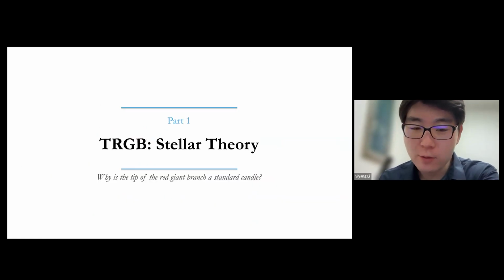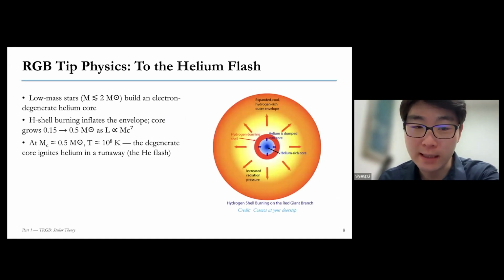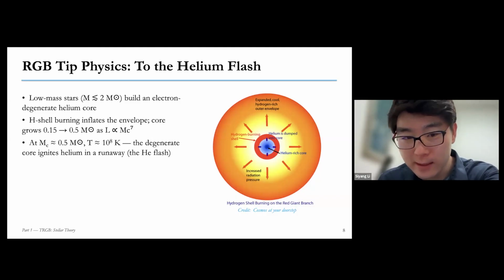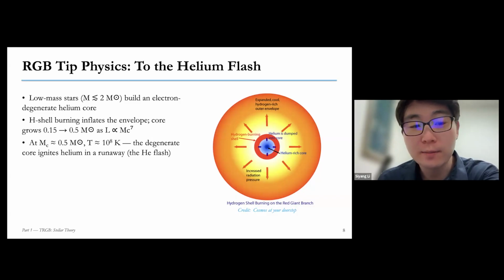So in the first part, I wanted to briefly cover why we can use the TRGB as a standard candle and what physics motivates it. The TRGB originates from very low mass stars, less than about 2 solar masses, and these low mass stars allow an electron-degenerate helium core to form. As hydrogen burns, it deposits helium into the core. This causes a hydrogen burning shell around this helium core, but because of the mass, helium burning cannot trigger yet. And so the helium core grows in mass until it reaches about half a solar mass.